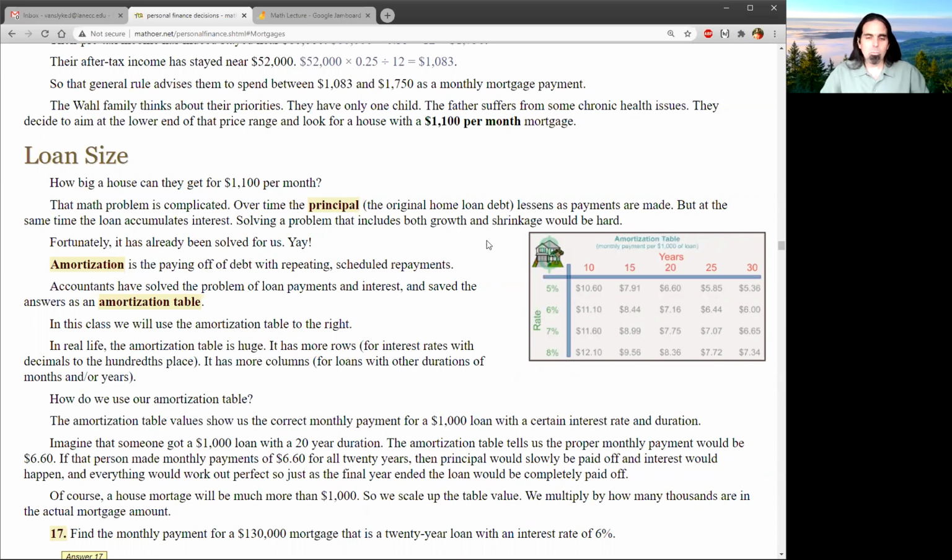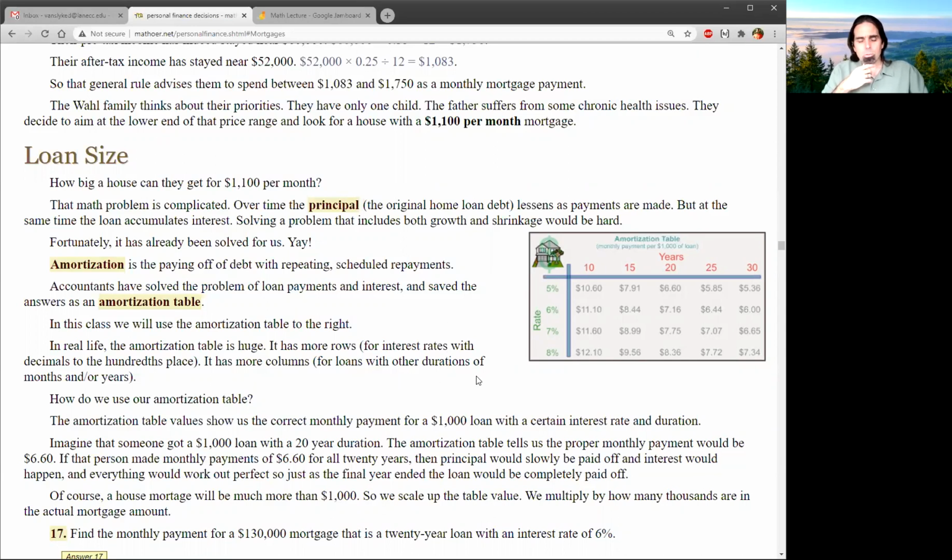But just be aware in the back of your head that the people that really do this for a living have a bigger table. And they also probably these days have a computer, and they can just look up what's the 3.8% rate for a 23-year loan and get the answer.